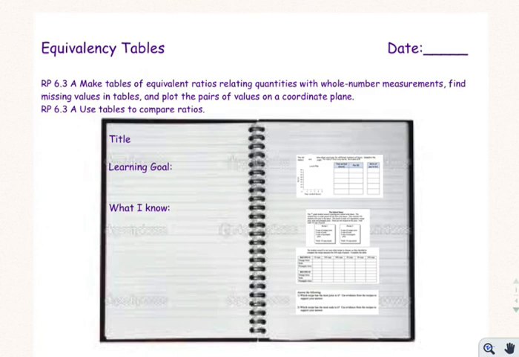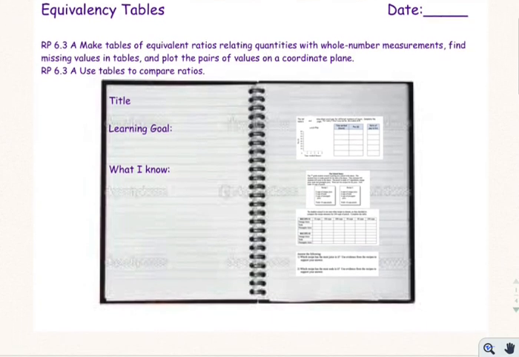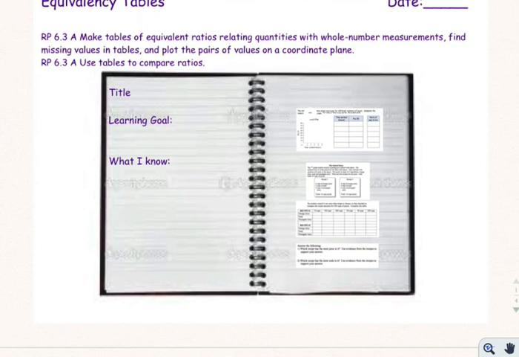Hi everyone, so today we're going to talk about equivalency tables, and you should have the foldable for this lesson tucked into your notebook. However, if we have any issues with that, I will attach it to the calendar as well. So first you're going to go through and write down your learning goal, and today's goal says to make tables of equivalent ratios relating quantities with whole number measurements, find missing values in tables, and plot the pairs of values on a coordinate plane. You're also going to use the tables to compare ratios.